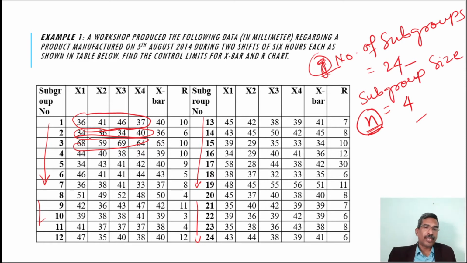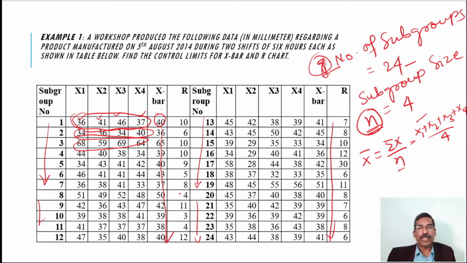And after placing these measurements here, we find the X bar value. X bar value means this plus this plus this plus this, divided by 4. So X bar will be equal to the summation of X divided by n. Here n is the subgroup size. In one subgroup there are 4 items, so x1 plus x2 plus x3 plus x4 divided by 4. In this way we can find the value of X bar for all the different subgroups. You can see here we have calculated the value of X bar.